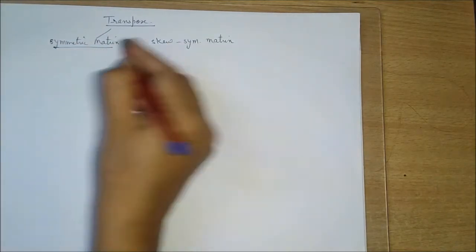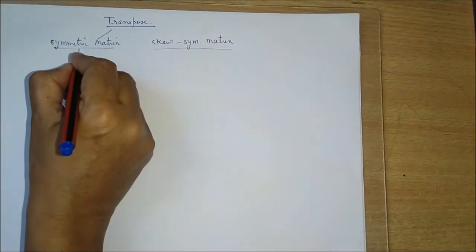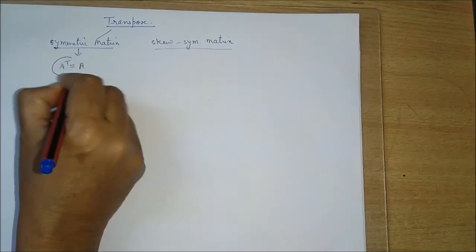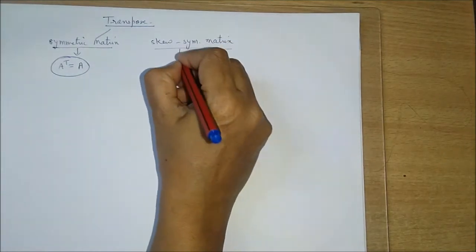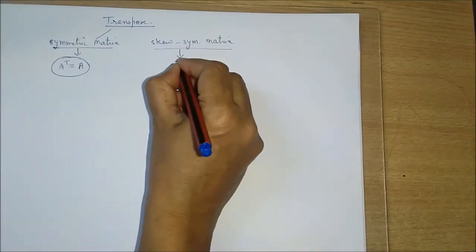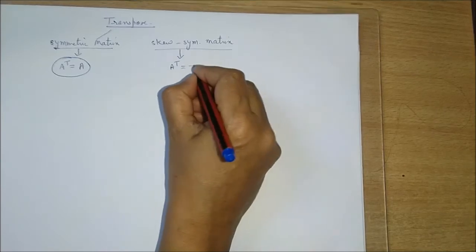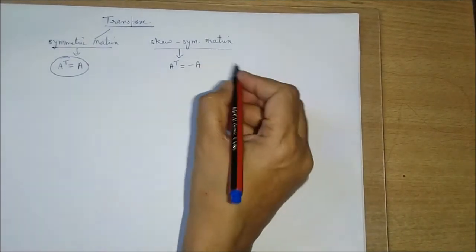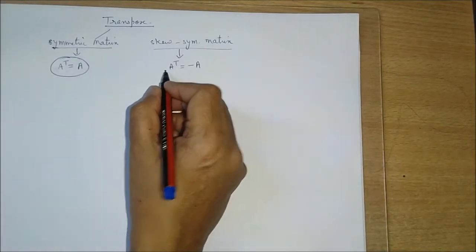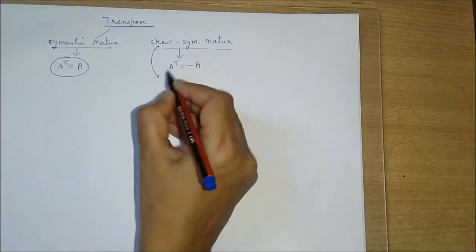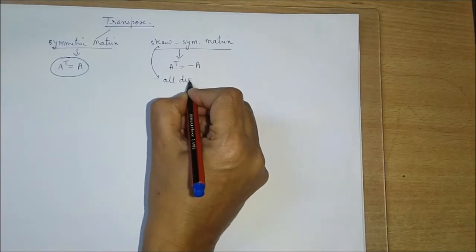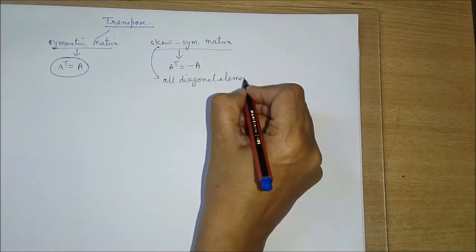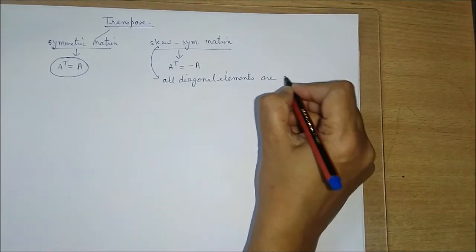Any matrix is said to be symmetric matrix if transpose of that matrix comes out to be A. And it is called skew symmetric matrix if transpose of any matrix comes out to be minus A. There is one more condition in case of skew symmetric matrix, that all diagonal elements are 0.